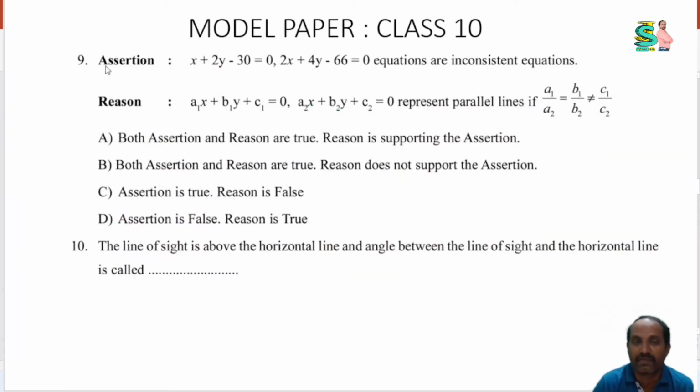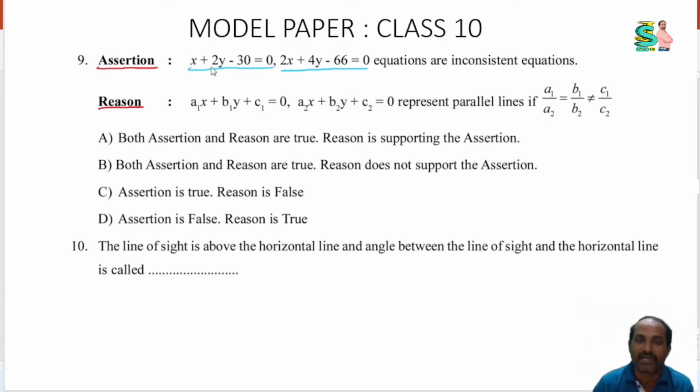This one, the ninth one. Assertion and reasoning. What is the meaning of assertion and reasoning first? Assertion means one statement is given. Reason means, if the assertion is correct, then why it is correct, that is given as the reason below. Or if the assertion is wrong, then why it is wrong is given in the reason. So we must match both of them.